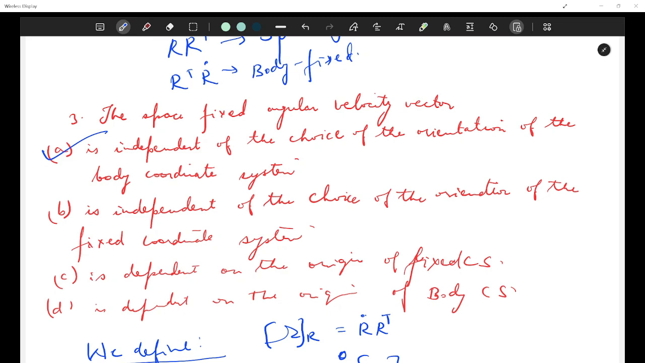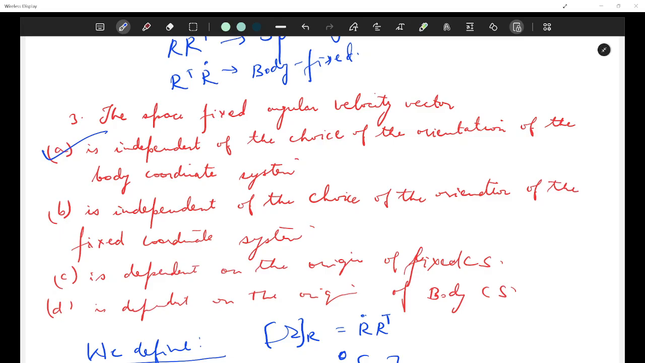If it is independent of the choice of orientation of the fixed coordinate system, this is wrong, because suppose we want to rotate by some constant rotation, and if you differentiate and do everything, you see that the components would change. This is not independent of fixed frame orientation, it rotates accordingly. Okay, the other option is it is dependent on the origin of the fixed coordinate system.